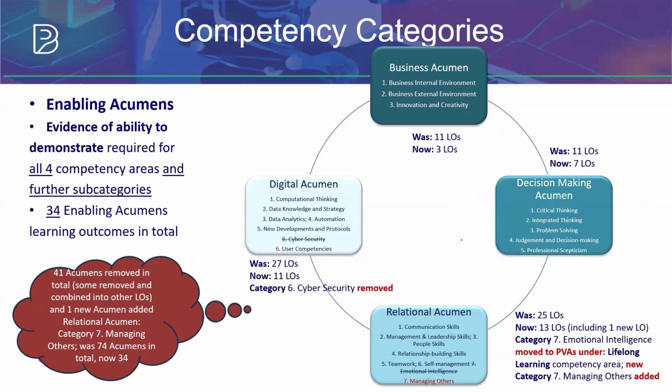Here are your acumens. We've got business acumen, decision-making, relational, and digital. Previously, we had 11. We've got now 3. We had 11 for decision-making, now 7. And then where the bigger changes are is in relational. So previously, we had 25 learning outcomes, now 13.